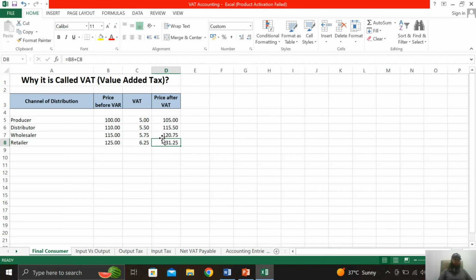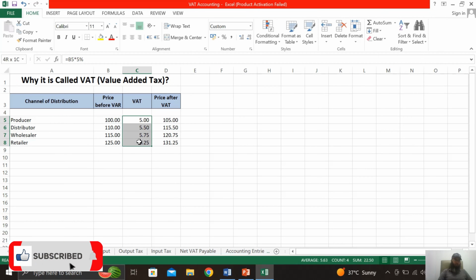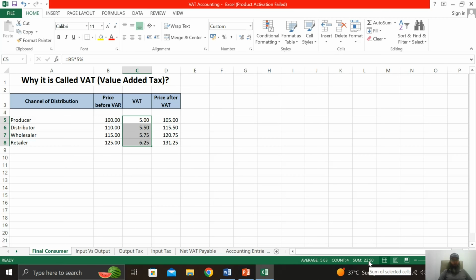131.25. So how much is the total VAT during all these distribution channels? It is 22.5. So 100 dirham plus 22.5. The other amount is the margin for each distribution channel: the distributor, wholesaler, and the retailer. So like this, the final consumer will pay 22.50 VAT on this item.